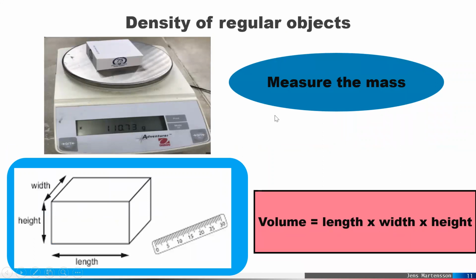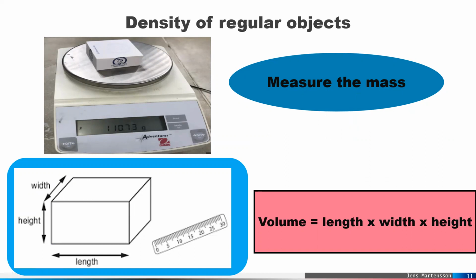Just a quick revision about the density. If you're asked in your exam to describe how you can measure the density of regular objects, in your answer you should write how you can measure the mass. You measure the mass of the object by using a balance. This is the first mark.